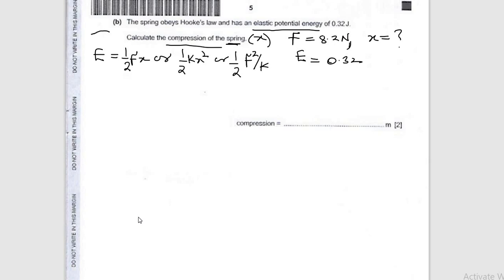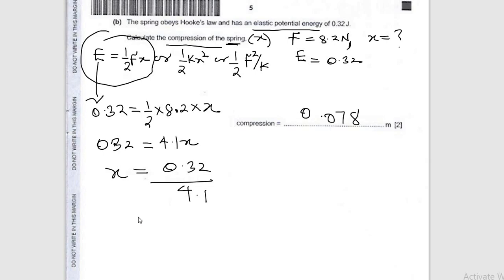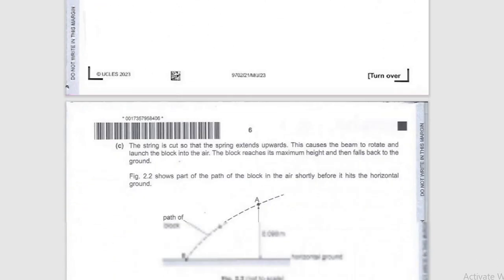So the parameters given fit into the first one, half Fx. Remember that E from the question is 0.32, equal to half F, where F is 8.2. We are looking for the compression X. So 0.32 equals 4.1X. Make X the subject of your formula. That will be 0.32 divided by 4.1. That gives us 0.078. That will be the compression of the spring. The next one.